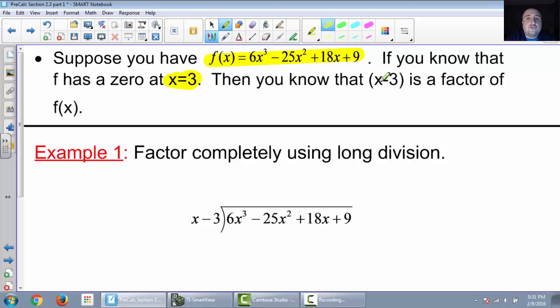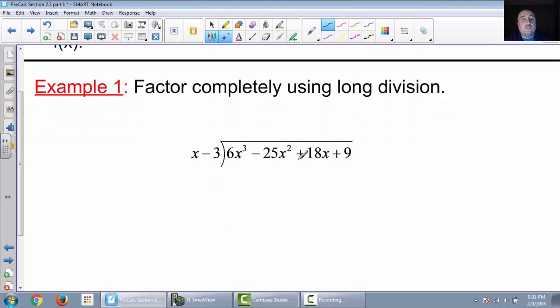So remember, we always have to switch our sign. Because this is an x minus 3, you have to switch it to a positive 3, and we always do that. So it's telling you that x equals 3 is a zero, so x minus 3 is our factor. It says factor completely using long division, and it's literally the same long division you used when you were in elementary school. Let's see how we do this.